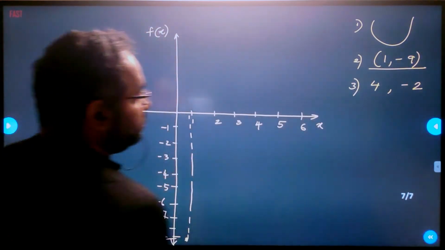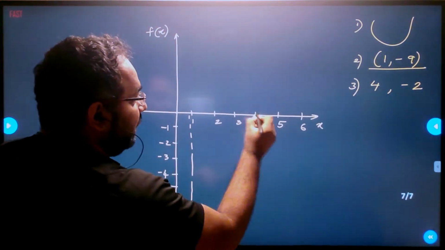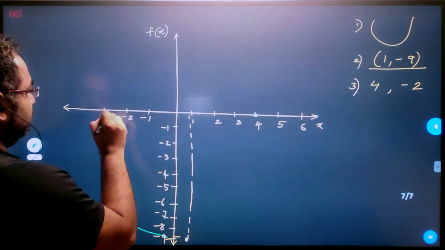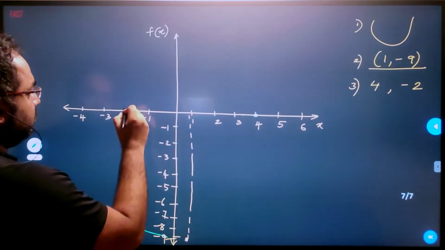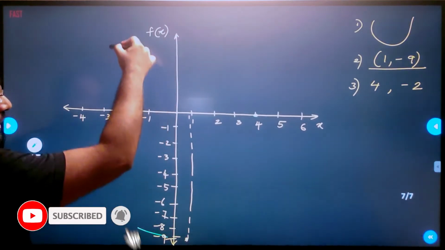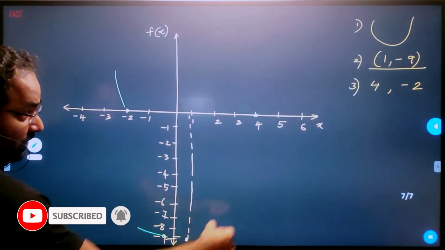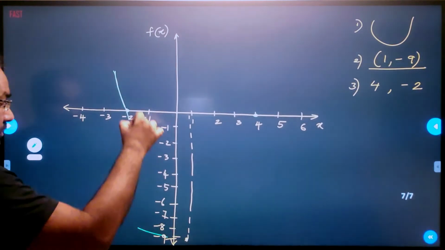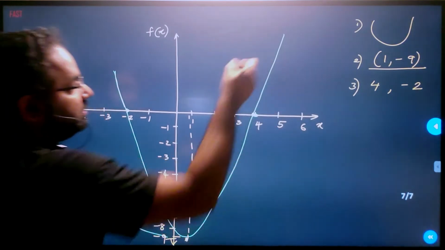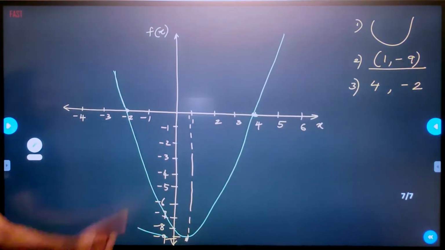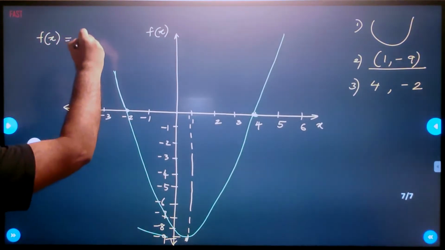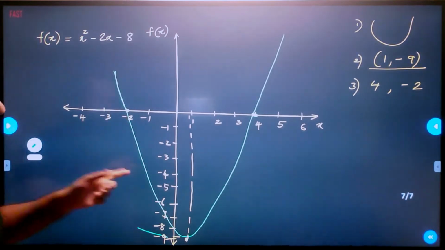Okay, and 4 comma minus 2 are the zeros. So which means it has to cross at 4 and minus 2. So minus 2 is going to come here. Which means it has to be an upward opening graph. It should pass through minus 2. It should peak here and it should go back like this. So your graph is going to look like this. Let's assume it crosses at 4. This is how the graph of the polynomial, what was the polynomial? F of x equal to x squared minus 2x minus 8 is going to look.